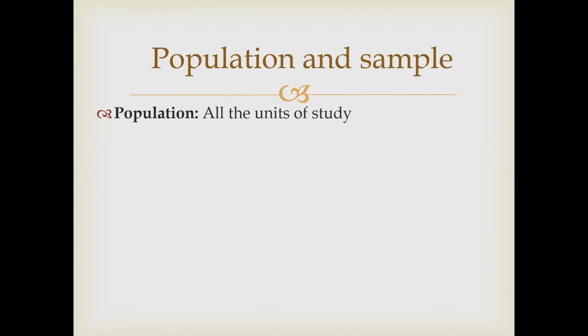Population, all of you know, is all the units of a study. When you're making a study, you are studying some phenomenon involving people, because ours is a social science. Commerce management is a social science. So we are dealing with people. We are studying the different problems of people. So all the people involved in our study, who are affected by the study, that is the population. All the units of study.